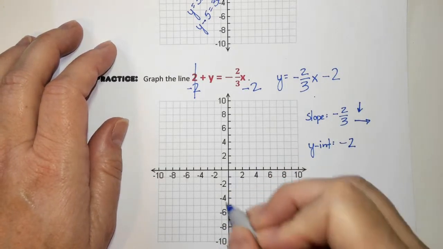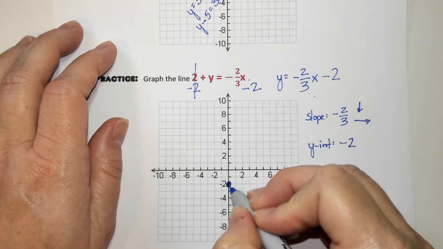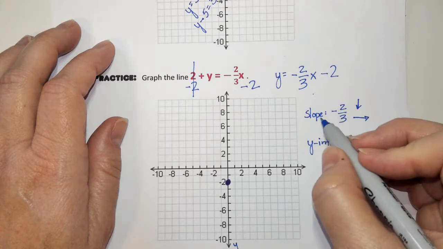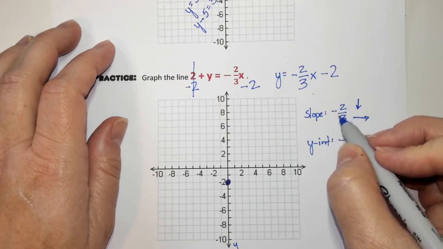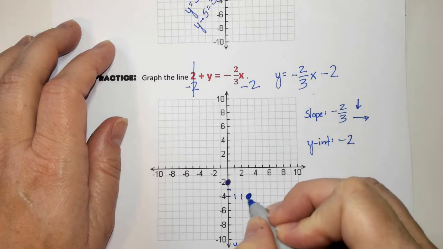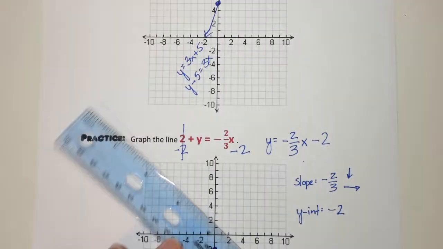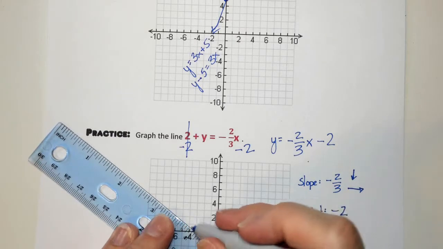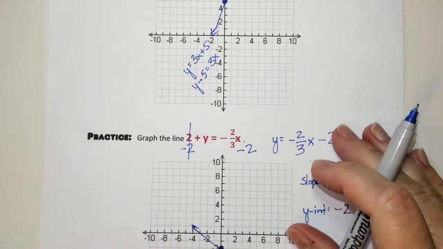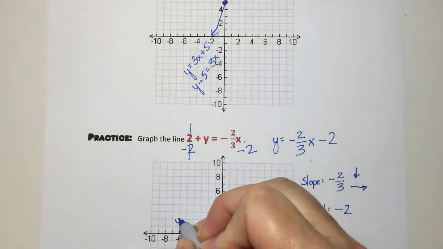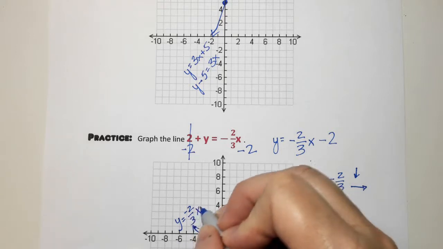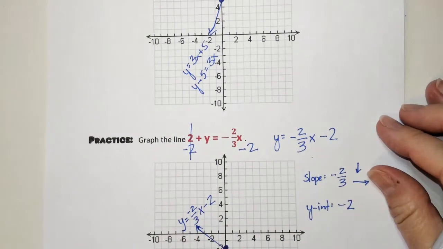This is my y-axis. Here's negative 2. That's my first point. To get my second point, use your slope as your clue and drop 2 and run 3. 1, 2, 1, 2, 3. There we go. And connect your 2 points to make a line. This was the line y equals negative 2/3 x minus 2.